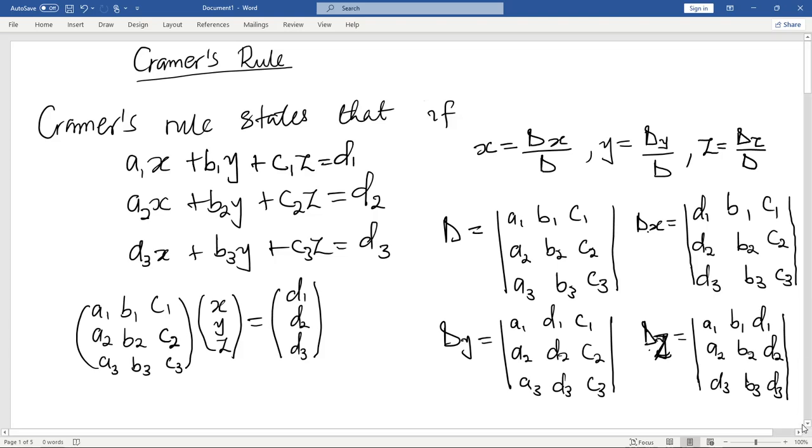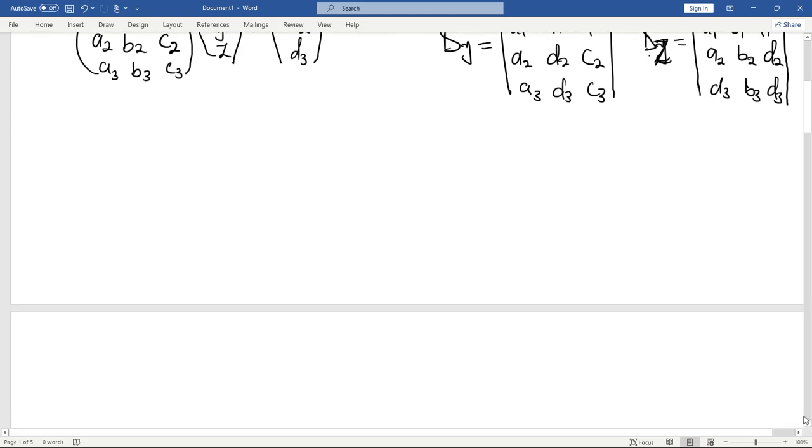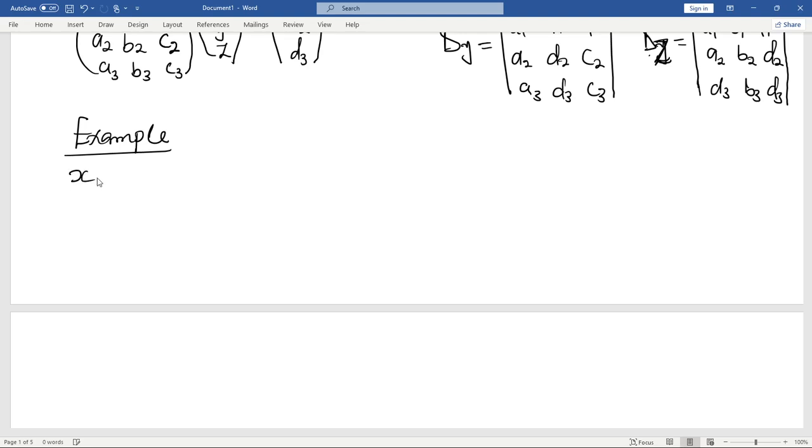Okay, let's look at an example now. Suppose you are asked to solve the following system of equations, where we have x plus y plus z equal to 4, and you have 2x minus 3y plus 4z equal to 33.